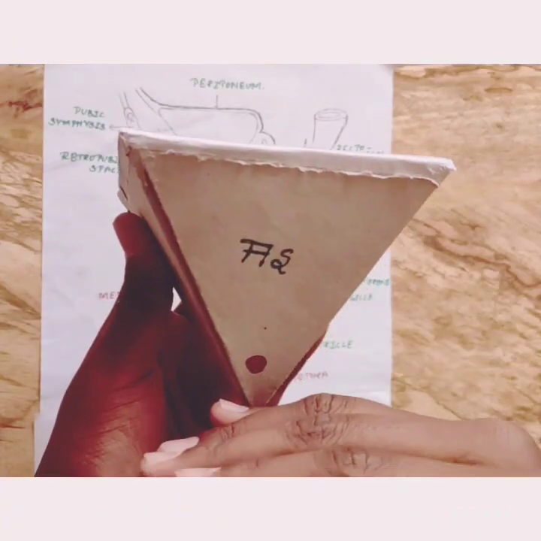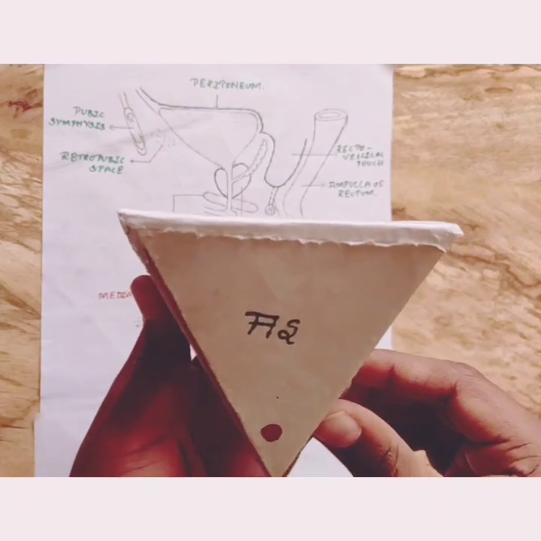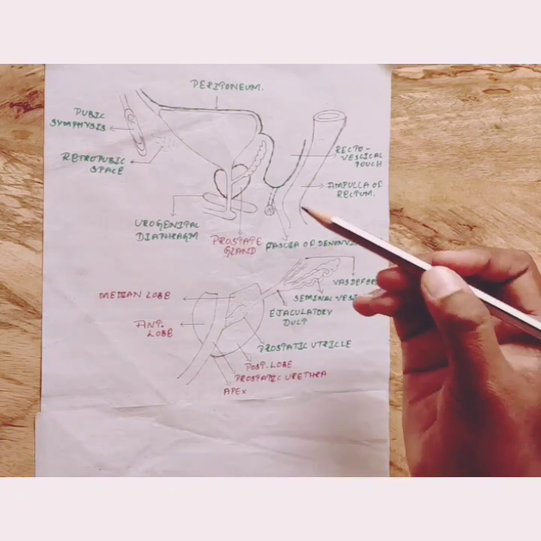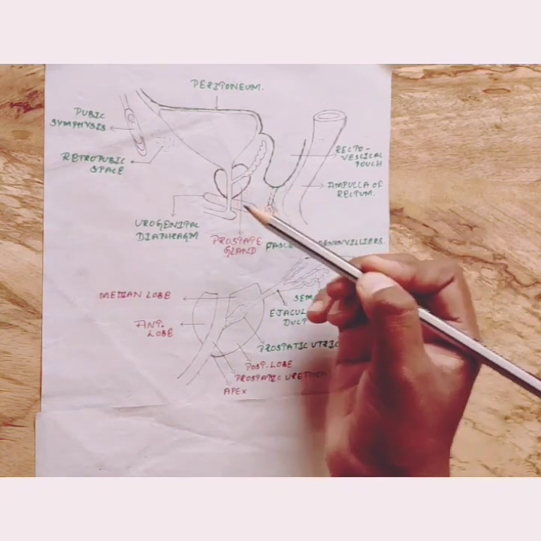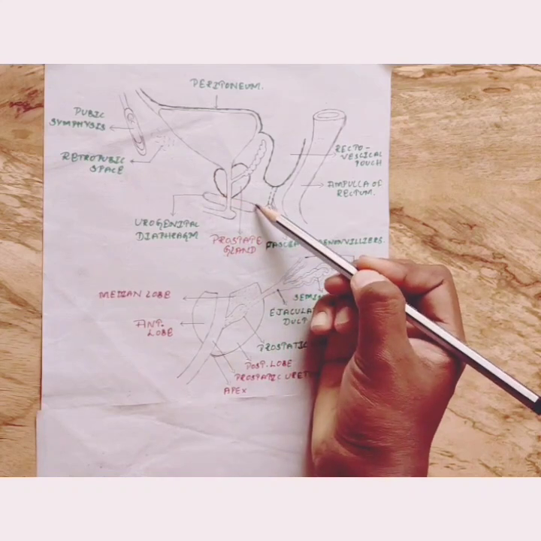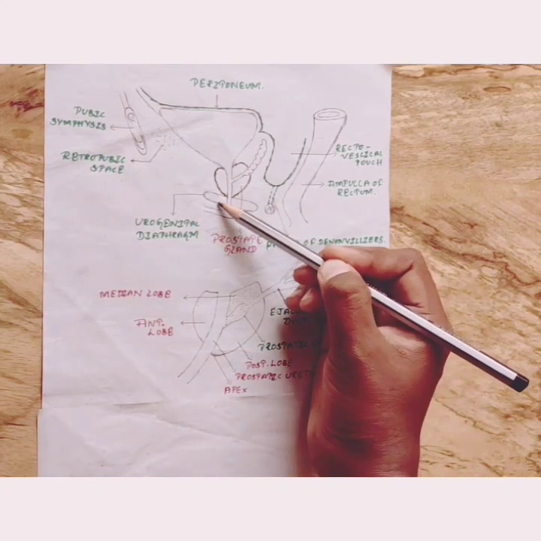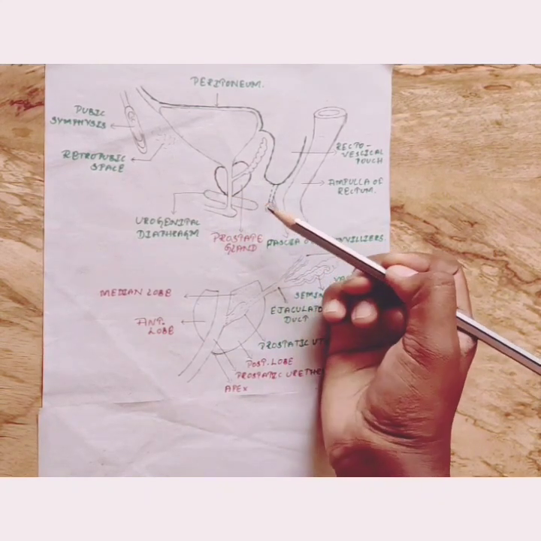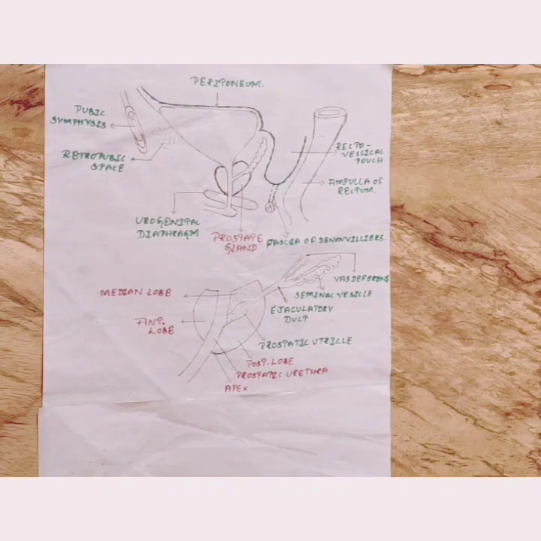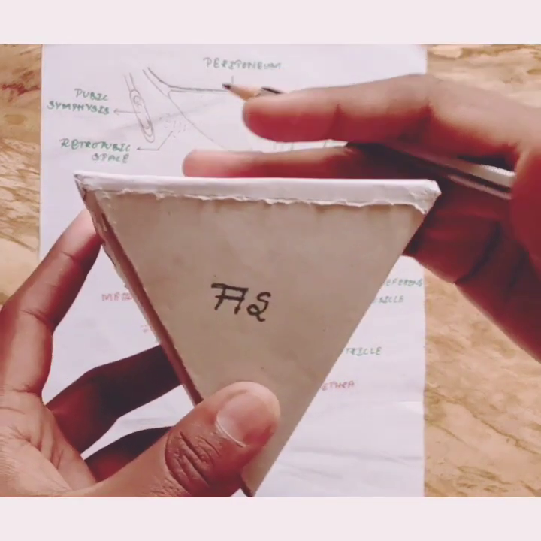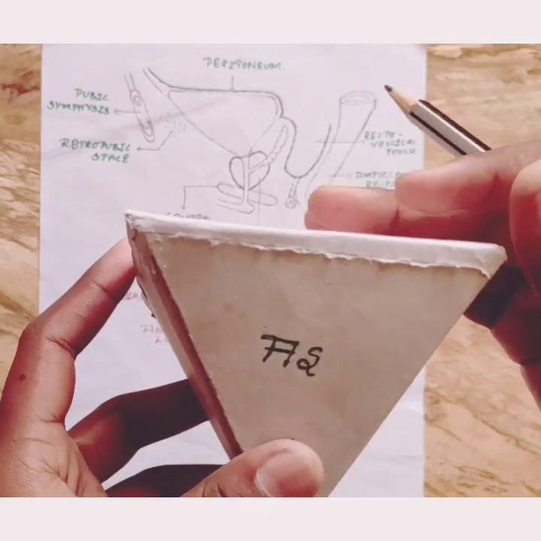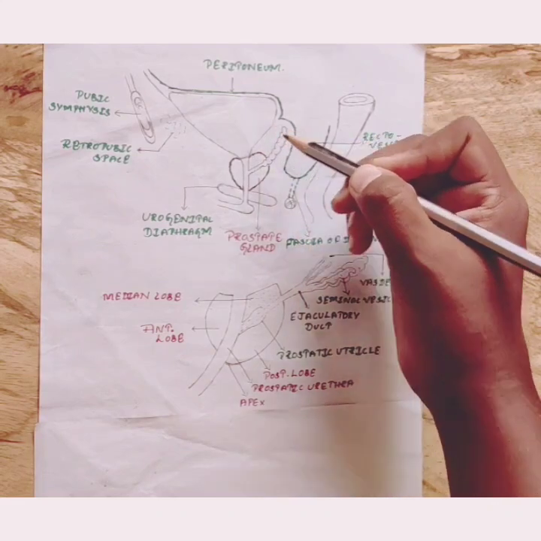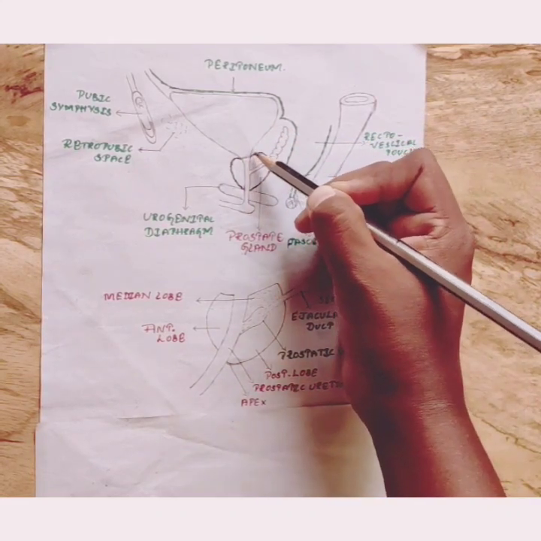Apex, it is directed downwards and it rests on the superior surface of the urogenital diaphragm. This is the inferior surface and this is the superior surface. So it rests on the superior surface of the urogenital diaphragm. Base, it is directed upwards and it surrounds the neck of the urinary bladder.